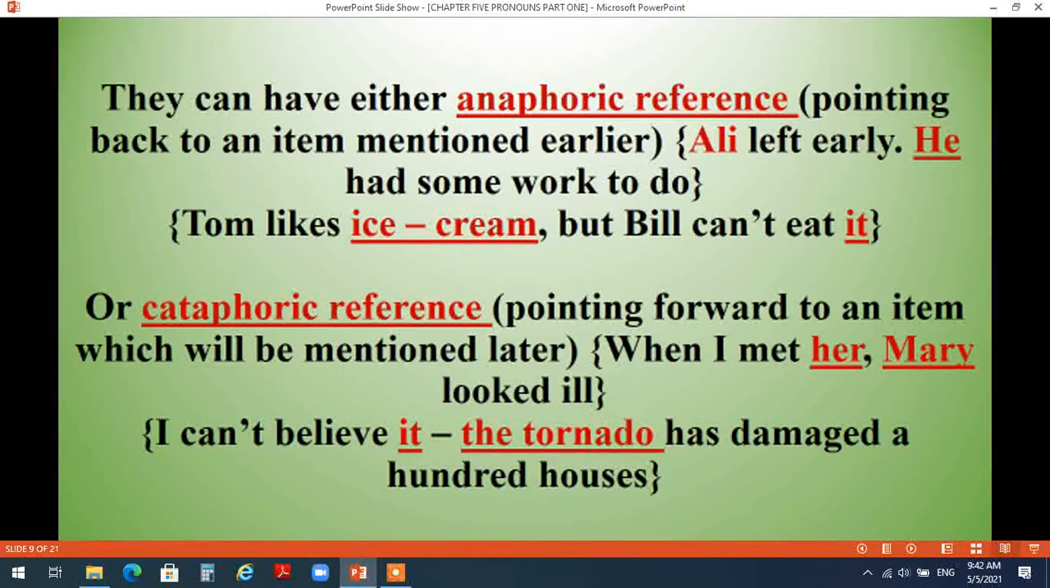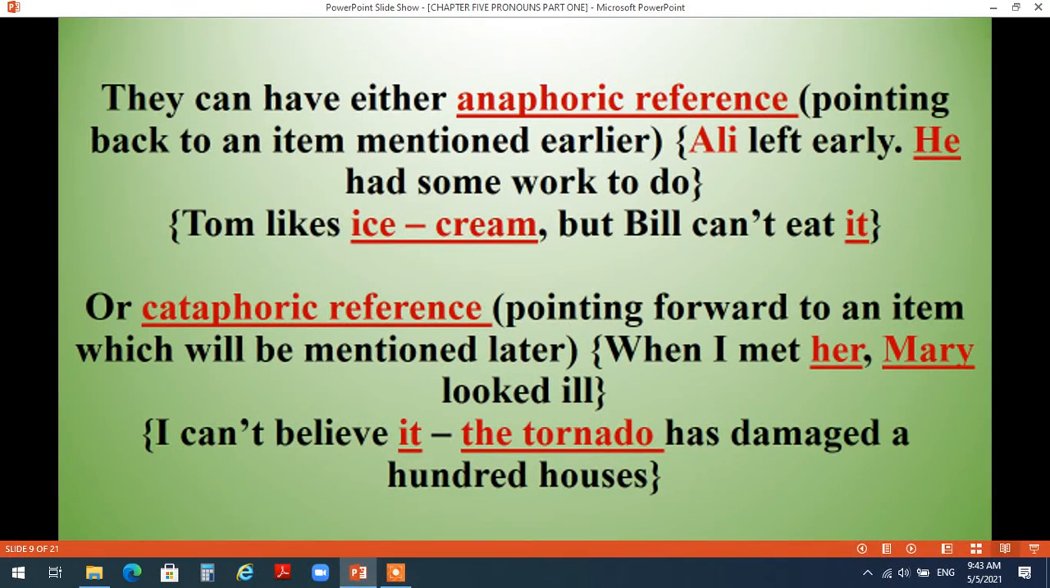For example, Ali left early. He had some work to do. As you can see here, Ali is mentioned first. Then we have used the personal pronoun he to refer back to the noun Ali. This is called anaphoric reference. And also in the second example, Tom likes ice cream, but Bill can't eat it. Also, you have the noun ice cream, which is mentioned first. Then you have the pronoun it, which refers back to the noun ice cream. Again, this is called anaphoric reference.